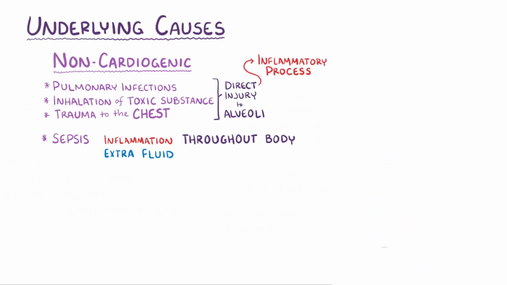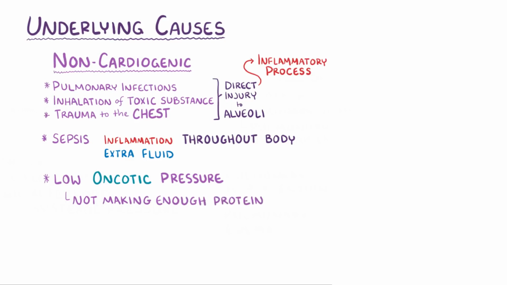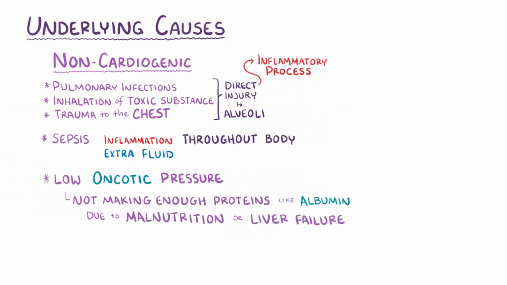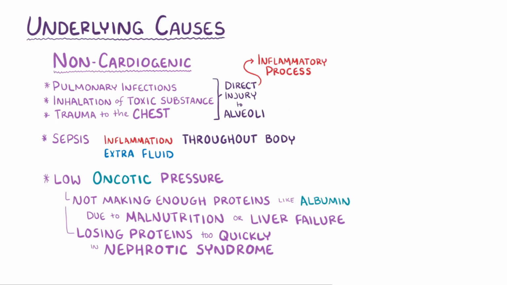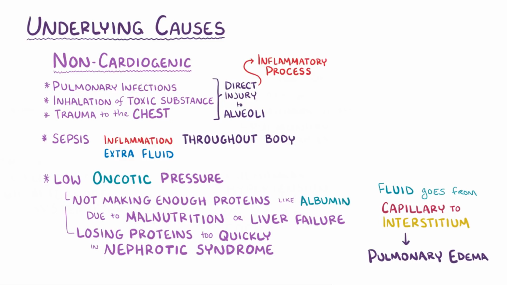Another category of non-cardiogenic causes is having low oncotic pressure. And this could result from not making enough proteins, like albumin, due to malnutrition or from liver failure. Alternatively, it could be due to losing protein too quickly, like in nephrotic syndrome. Regardless of the cause, low oncotic pressure leads to fluid moving from the capillary and into the interstitial space throughout the body. And in the lungs, that results in pulmonary edema.